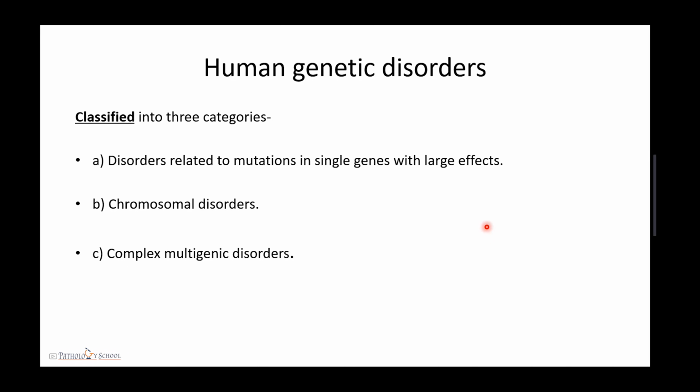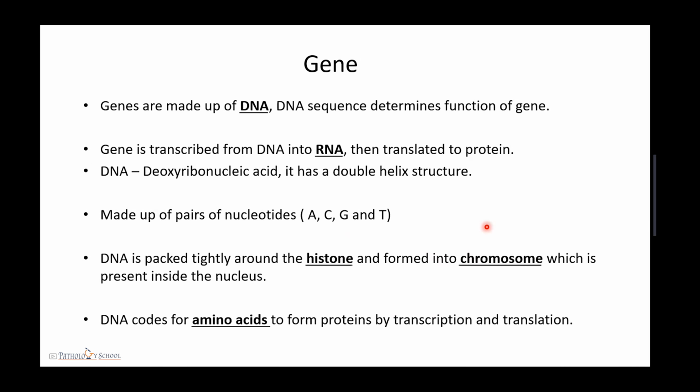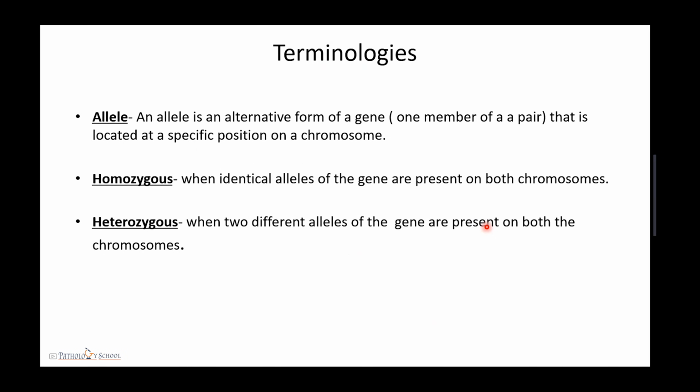A gene is made up of DNA, and a DNA sequence determines the function of the gene. It is transcribed from DNA into RNA, and then translated to protein. DNA is a double helix structure made up of nucleotides A, C, G, and T. It is tightly packed around the histone and formed into chromosomes, which are present inside the nucleus. DNA codes for the amino acids to form proteins by transcription and translation.